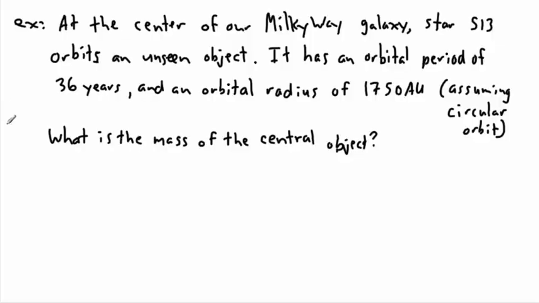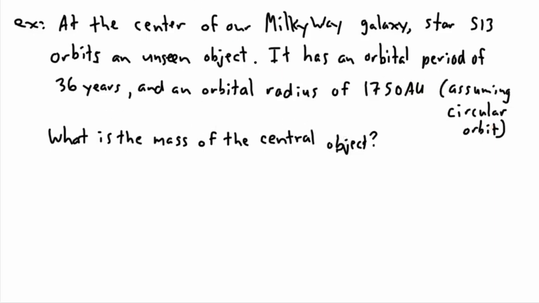So from that, let's calculate this central object here. So this is really what they did. They weren't sure what it was. They didn't know it was necessarily a black hole. This is just what they saw. At the center of our Milky Way galaxy, star S13 orbits an unseen object, because you can't see the thing it's orbiting. It's just going around some point, which we can't see. Now the star we can see though. So the star has an orbital period of 36 years and an orbital radius of 1,750 astronomical units, and assuming a circular orbit, of course. What is the mass of this thing in the center?